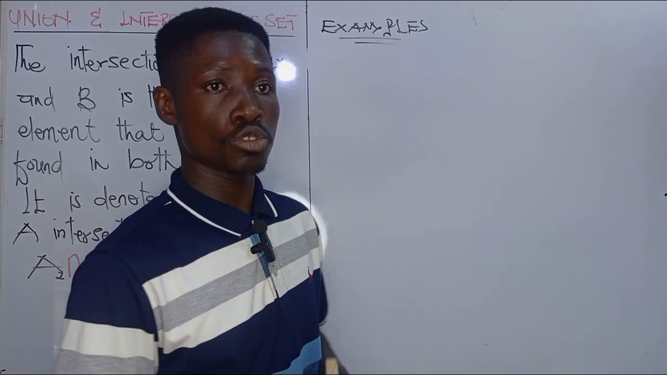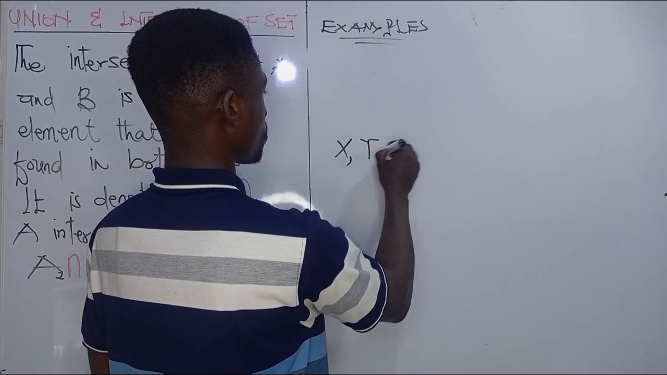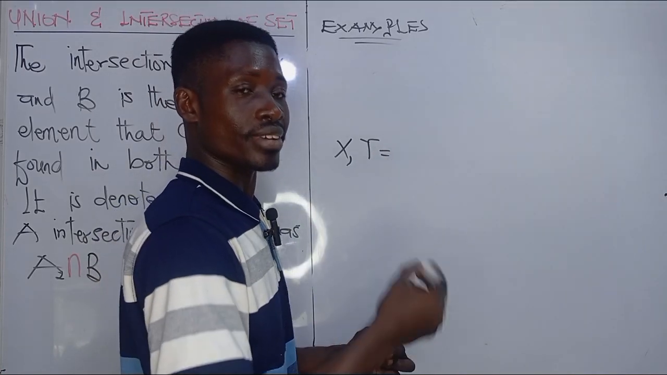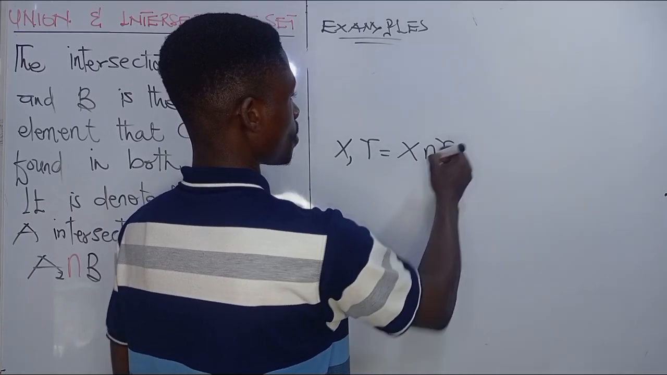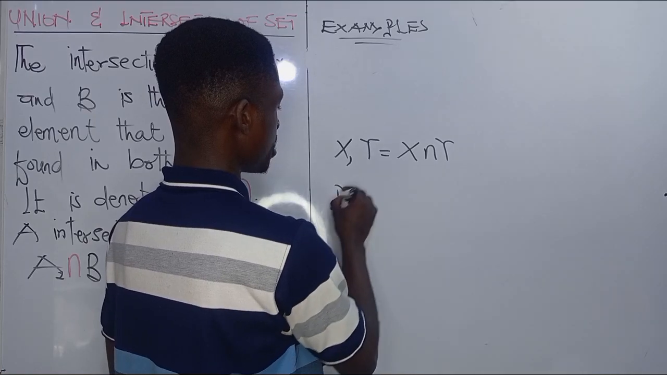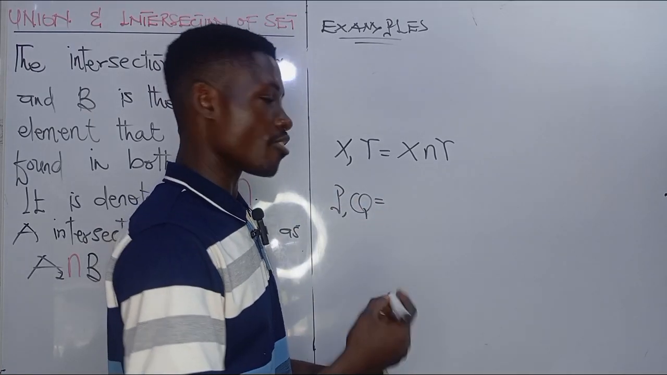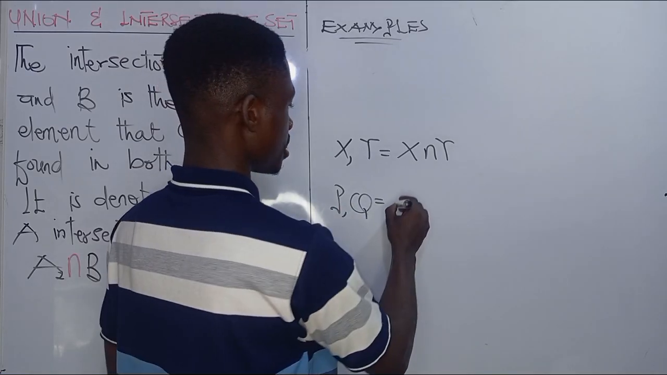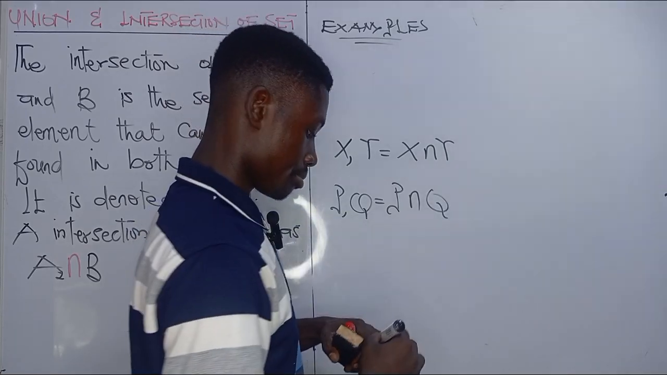Similarly, if you have two sets, let's call them set X and then set Y, then the intersection of X and Y can be written as X intersection Y. Similarly, if you have two sets, let's say P and then Q, then the intersection of P and Q can be written as P intersection Q.